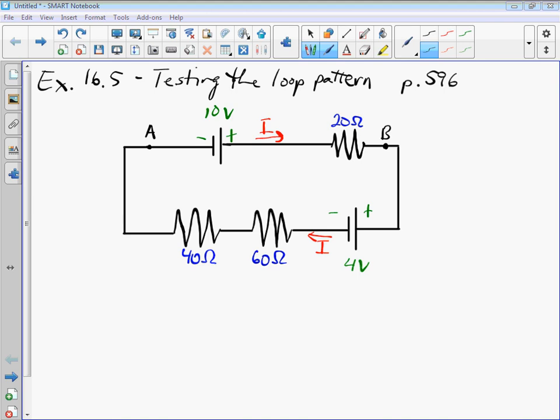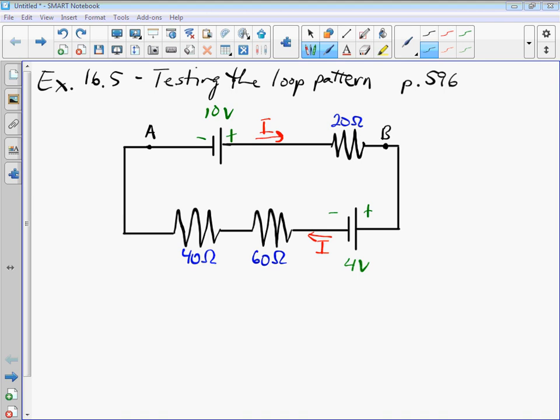Example 16.5, testing the loop pattern, is on page 596. It has a picture like you see here. It says use the loop pattern to predict the potential difference between point A and point B in the electrical circuit shown in the figure.